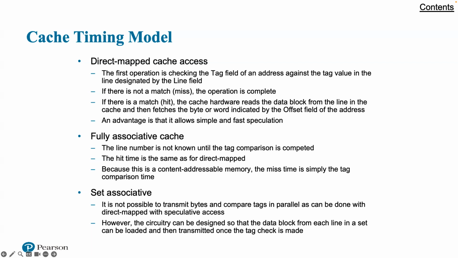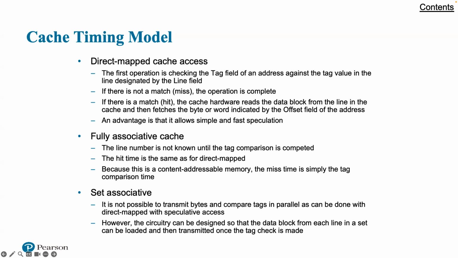Next, consider a fully associative cache. In this case, the line number is not known until the tag comparison is completed. So the hit time is the same as for direct mapped. Because this is a content addressable memory, the miss time is simply the tag comparison time. That is, the tag comparison is made without the need to read a line of data from the cache, but it is made in parallel to all the lines of the cache internal to the cache.